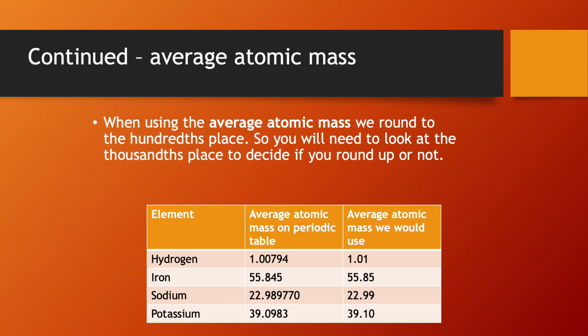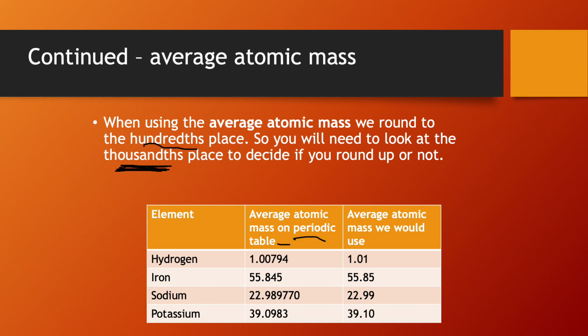The average atomic mass, remember, is listed on the periodic table. It's the weighted average of all of the naturally occurring isotopes, and it has the decimal number. When we use the average atomic mass number, we round it to the hundredths place. In order to round to the hundredths place, we have to look at the digit found in the thousandths place to decide how to do the rounding.